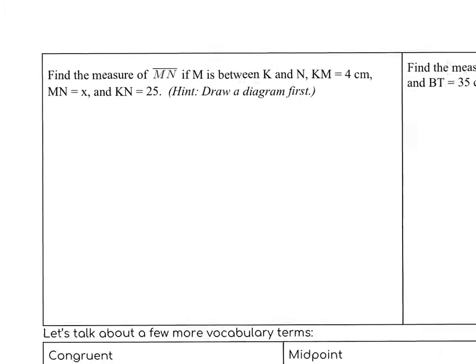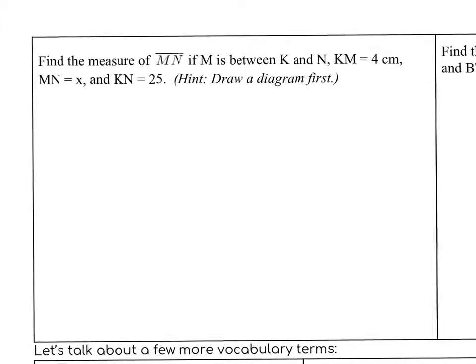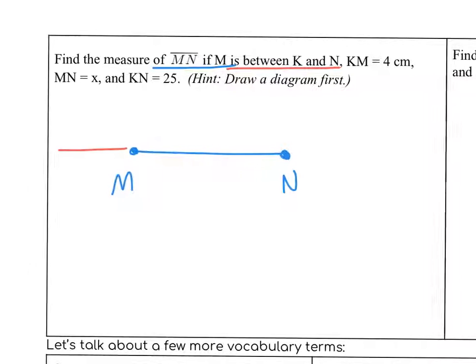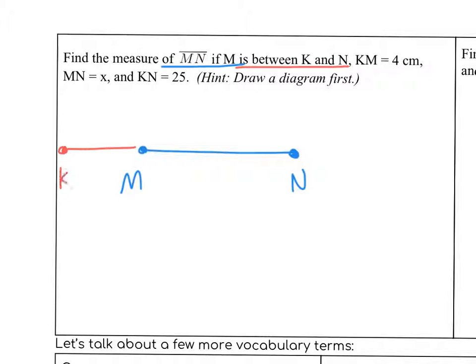We got a lot of words to talk about here. So we're trying to find the measure of MN if M is between K and N. Okay, let's draw that out. So I'm going to break this down before I even try to look at the numbers here. So let's draw segment MN. M is between K and N. I'm going to make K over here. So now we've got KN on the outside. M is between K and N.